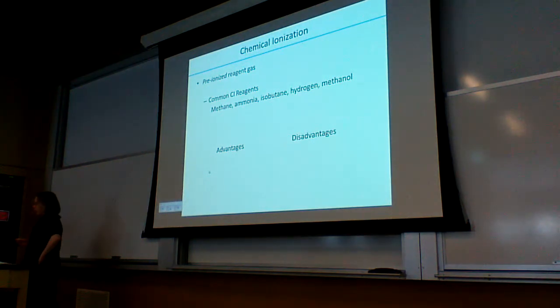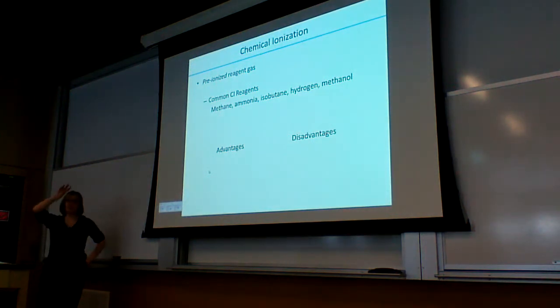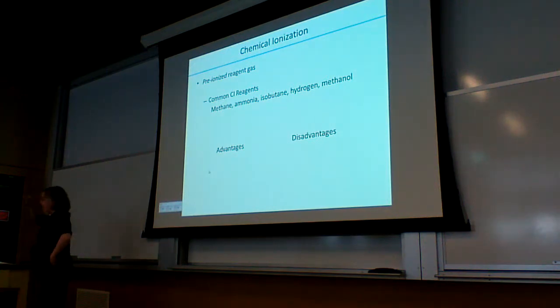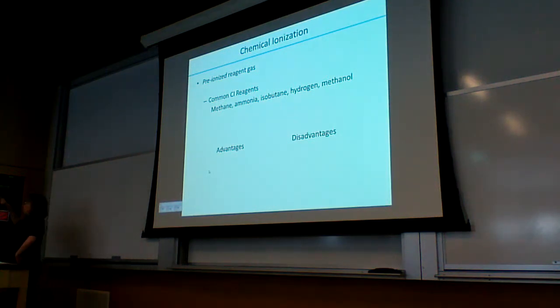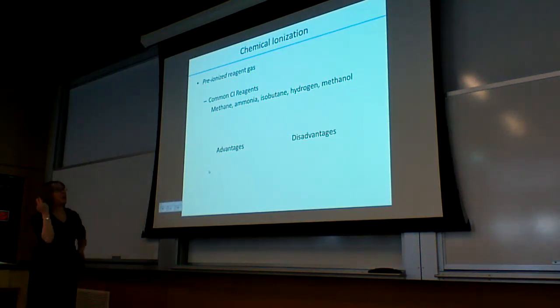Chemical ionization uses a pre-ionized reagent gas. So you have a reagent gas such as methane, ammonia, isobutane, hydrogen, or methanol. Something like that is going to be our ionization reagent gas. On the slides that you may have printed out, I had methane, and the methane at the beginning and the end is actually methanol.